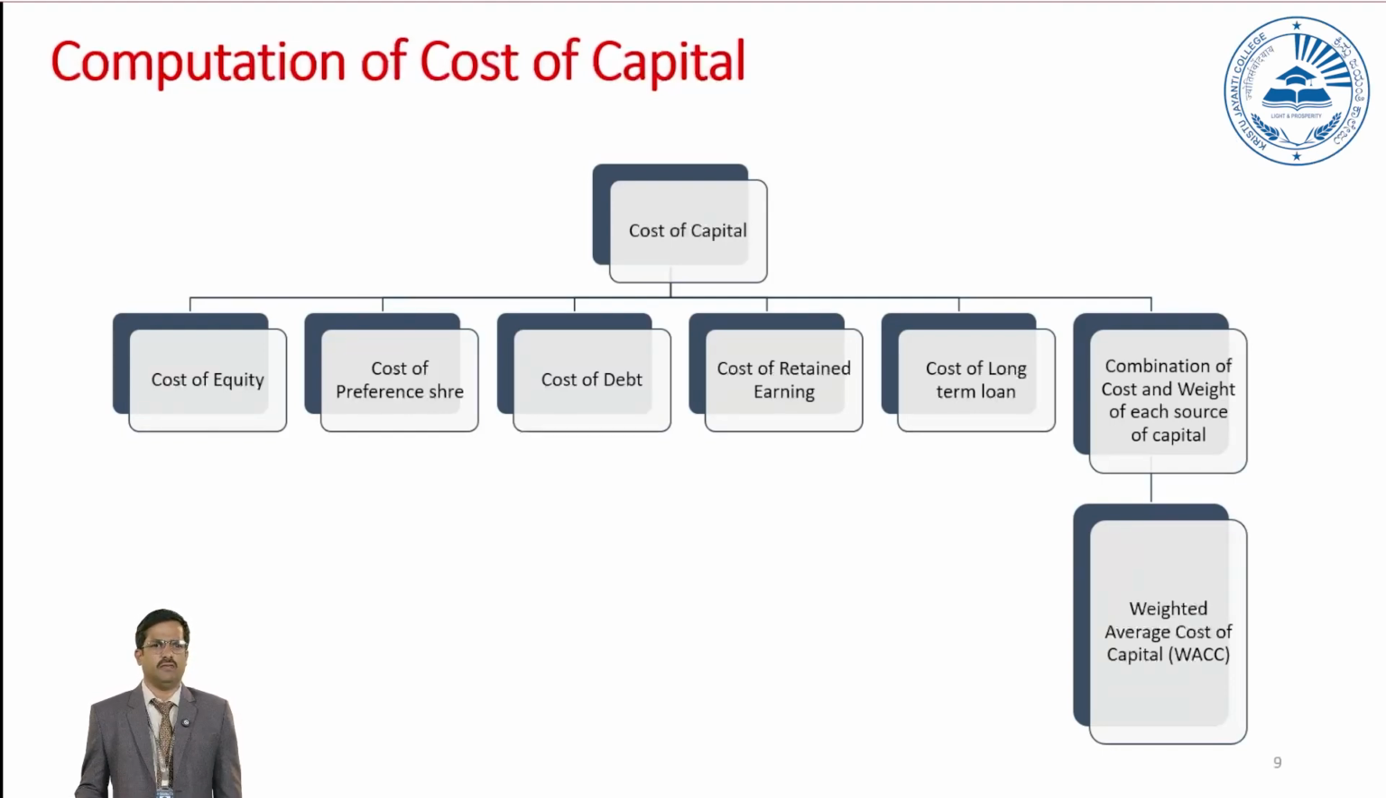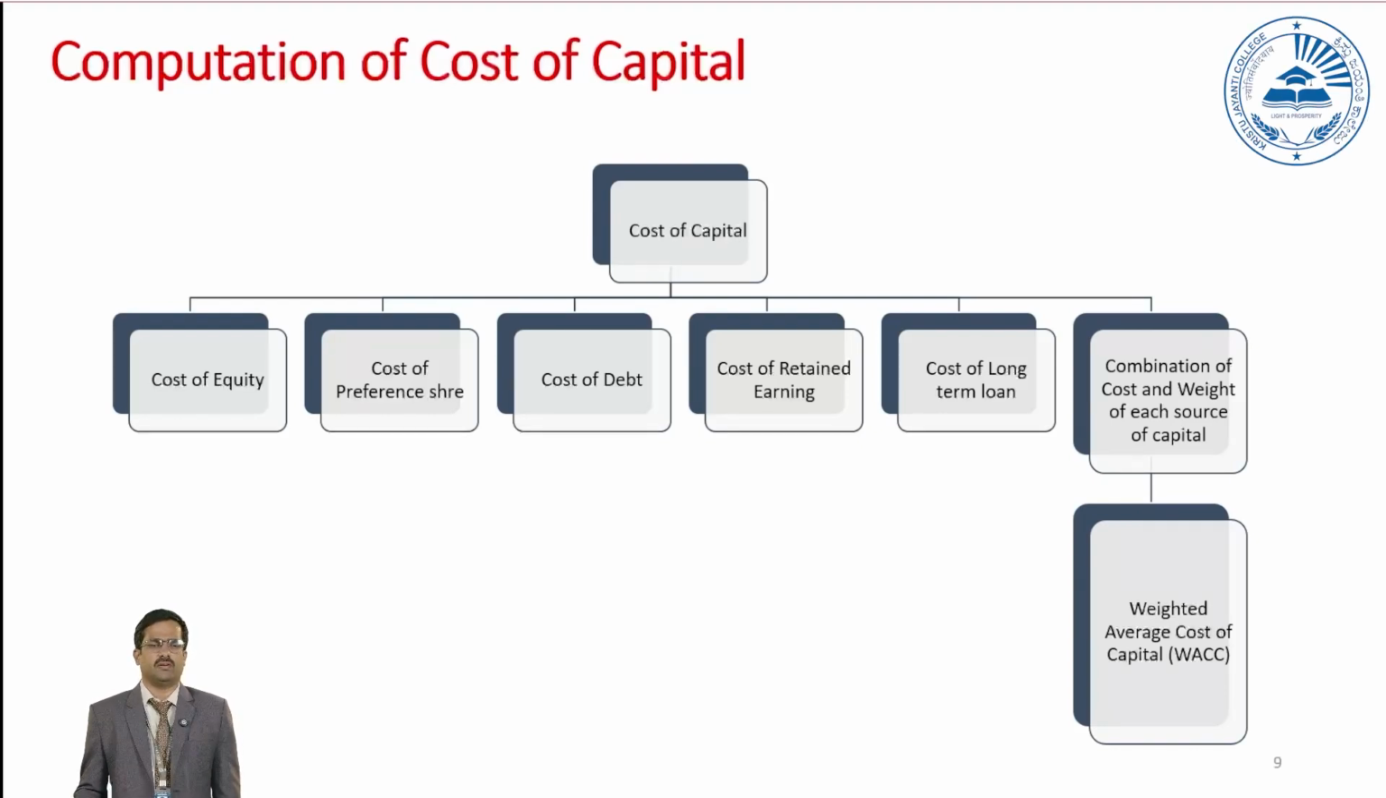Then the next one, the cost of retained earnings. The cost of retained earnings is equal to the cost of equity. Why? Because the retained earnings available are funds for the shareholders only. That is why the cost of equity is also called the cost of retained earnings. For example, if the cost of equity is 10 rupees and the cost of retained earnings is also 10 rupees, that means the entire retained earnings fund is available for the investors.